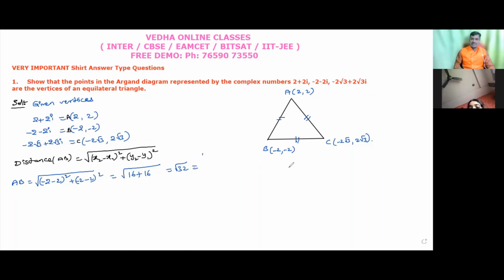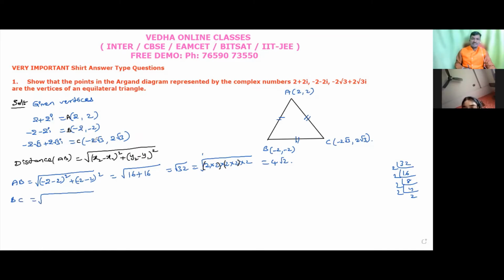If you simplify more, 32 means 2 into 16, 2 into 8, 2 into 4, 2 into 2, so 2 power 5, which is 2 into 2, 2 into 2, into 2. So we can take pairs of 2's outside. Each pair comes out as one 2, and one 2 is left inside. So 2 and 2 gives 4 root 2. Similarly, find BC also.